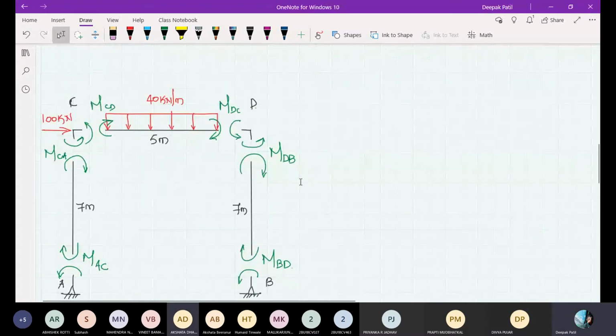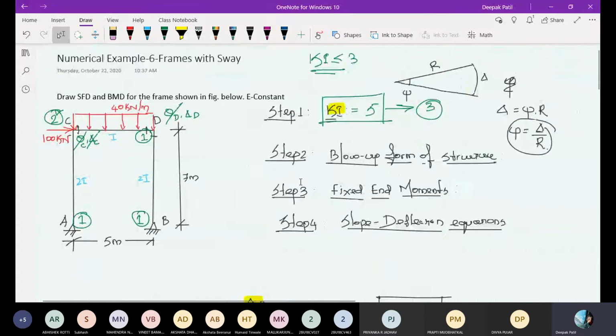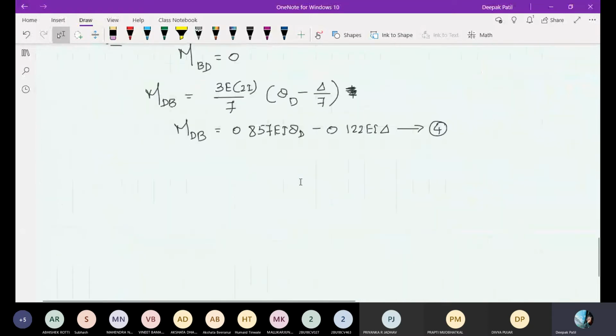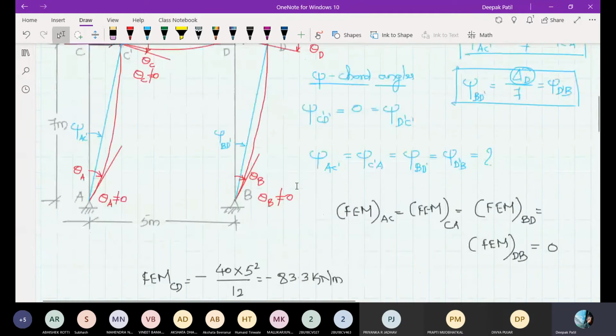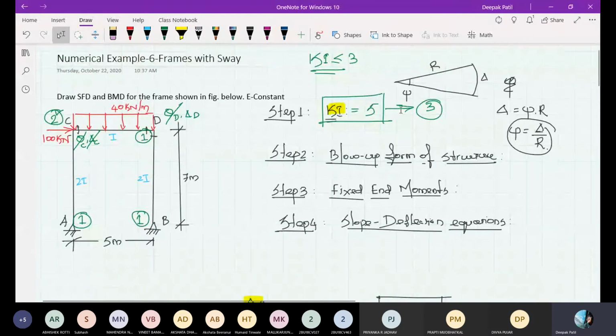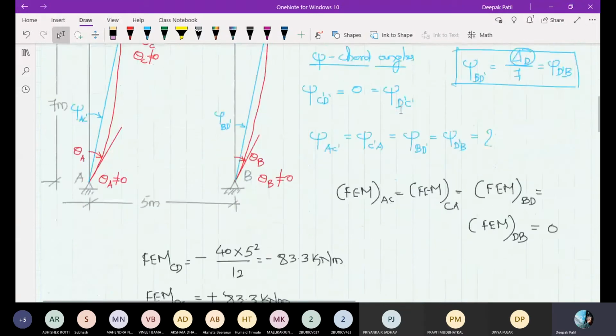No, sir. Okay. Then the next step is the equilibrium equations, that is step 5. After step 4, writing the slope deflection equations, the next step is the equilibrium equations. Now tell me how many equilibrium equations you are supposed to write here. 3, because you have reduced the kinematic indeterminacy from 5 to 3.